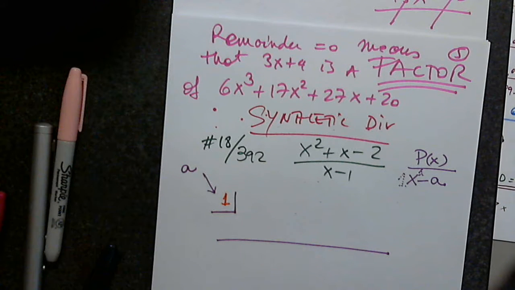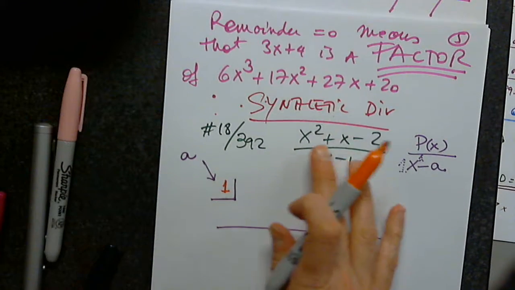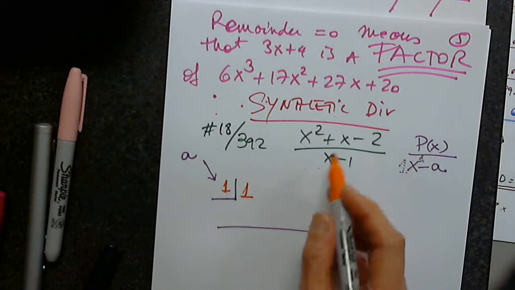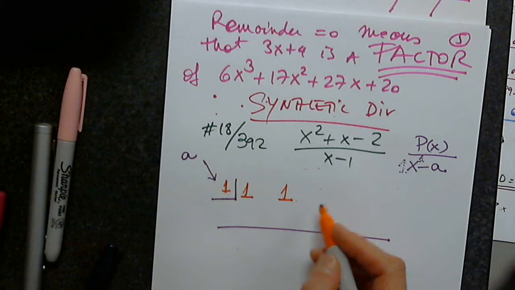Is there a missing term from the top? No. What is the degree of the top? And what is the degree of the bottom? 1. When I divide anything that has degree 2 by anything that has degree 1, what is the degree of the answer? 1. Very good. Good. All coefficients have to be at the top. Leading coefficient 1. The next in line 1. The next in line negative 2.